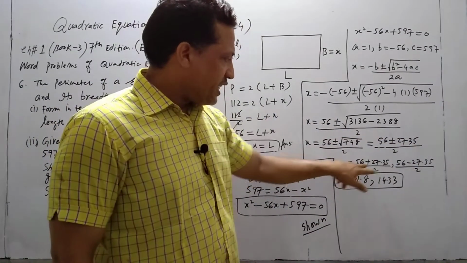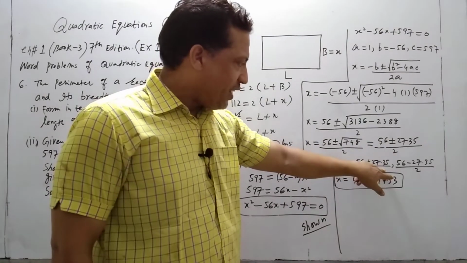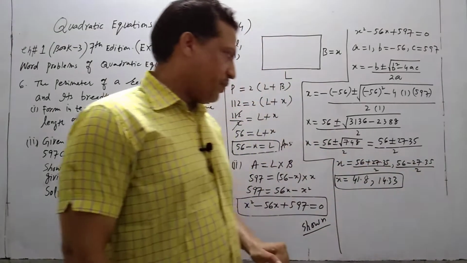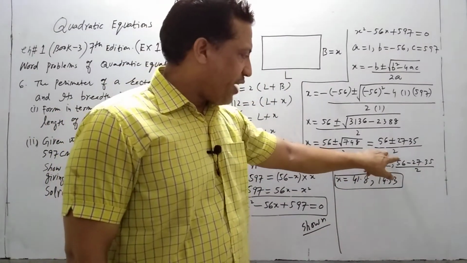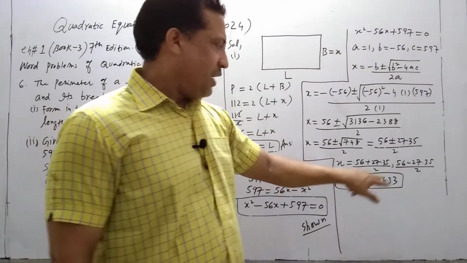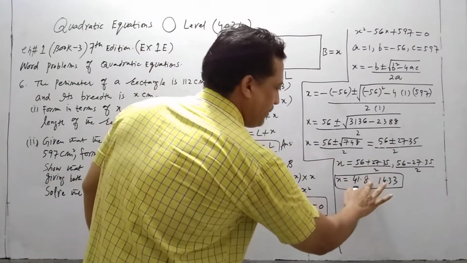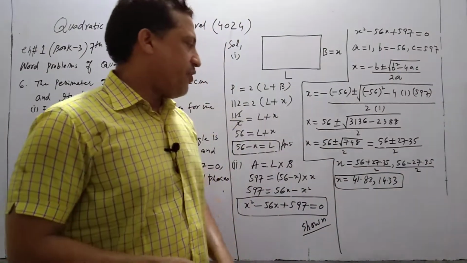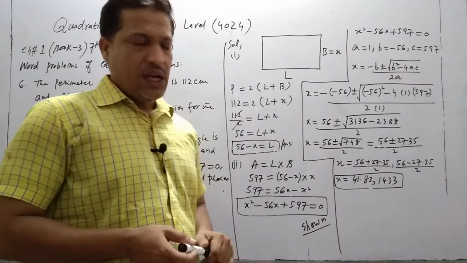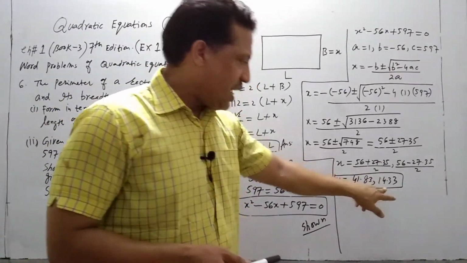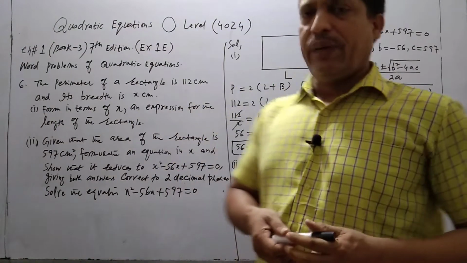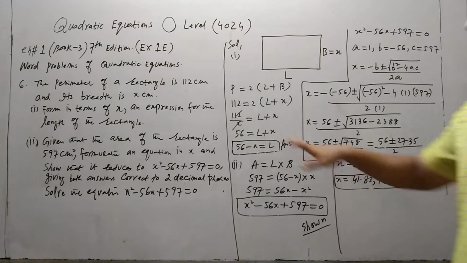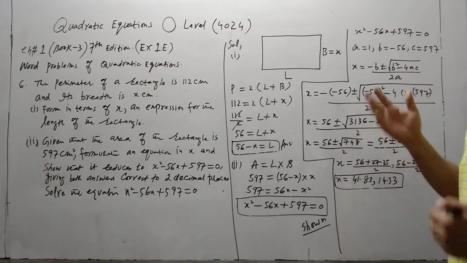So one is 56 plus 27.35 upon 2 and the other is 56 minus 27.35 upon 2. 56 plus 27.35 upon 2 is 41.83, and 56 minus 27.35 upon 2 is 14.33. So these are our 2 answers to 2 decimal places. Correct to 2 decimal places means write 2 digits after the decimal. So this is called 2 decimal places. I hope you understand this question.